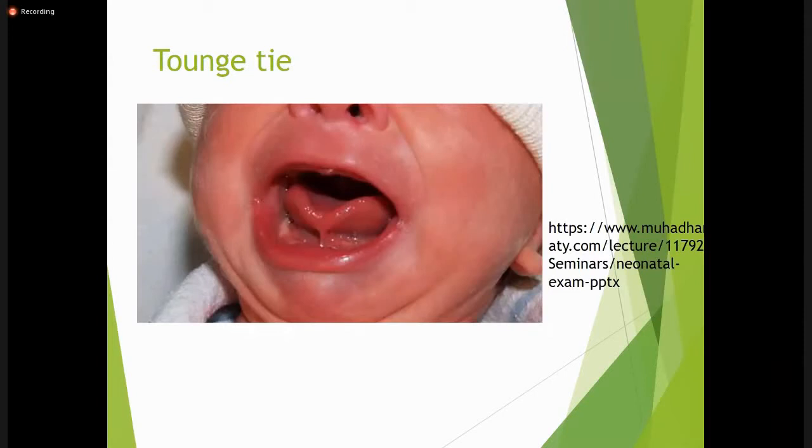But if you miss it during the newborn period, the child may go unnoticed, and sometimes the child can present with speech delay at the age of 2 to 3 years, and that's a very difficult situation, because it was a very simple thing which could have been corrected easily, but because you missed it, it has created a lot of problems for the development of the child. So the oral cavity should be examined very properly.